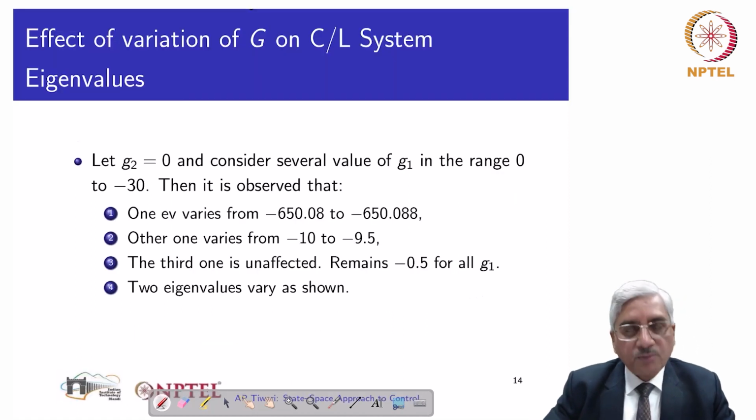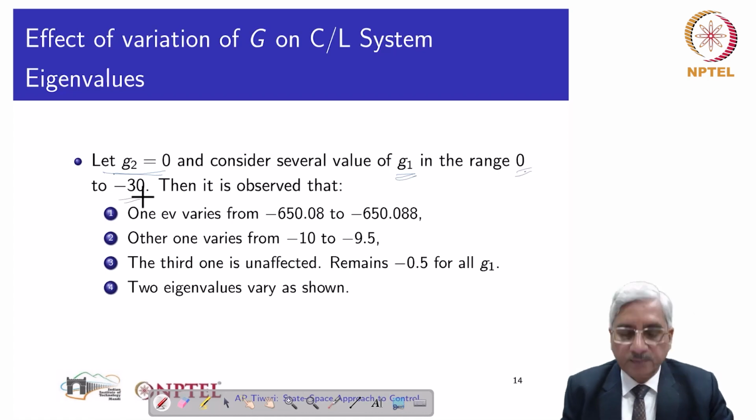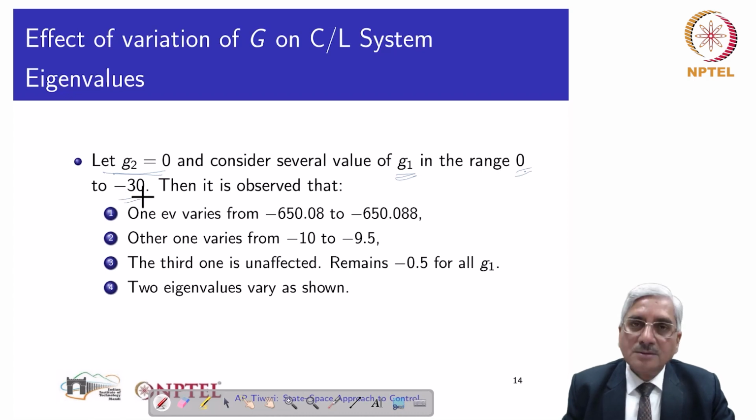So what we do is, with that closed loop system matrix, we try to find the eigenvalues for various combinations of G1 and G2. This has to be done to decide upon a proper G1 and G2. A few of them we will see in this lecture. First we set G2 equal to 0, and we take various values of G1 in the range from 0 to minus 30. And we look at the eigenvalues and we see these important outcomes.